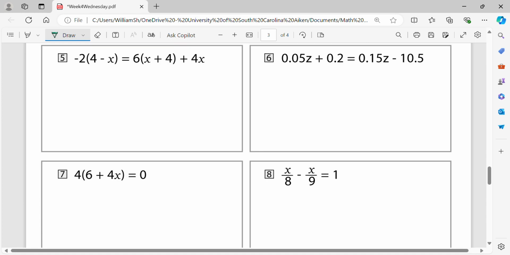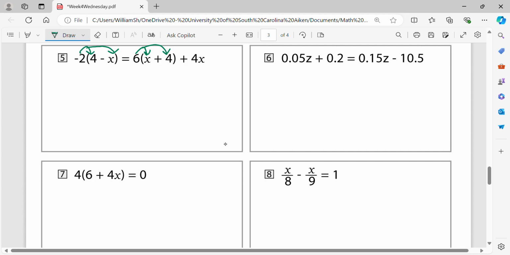Alright, number 5. We have 2 distributions we need to do and a little bit of simplification. Let's look at it. It says negative 2 times parentheses 4 minus x, close parentheses, equals 6 times parentheses x plus 4, close parentheses, plus 4x. I'm going to start by distributing the negative 2 to both of these terms. Then I'm going to distribute the 6 to these terms on the other side.